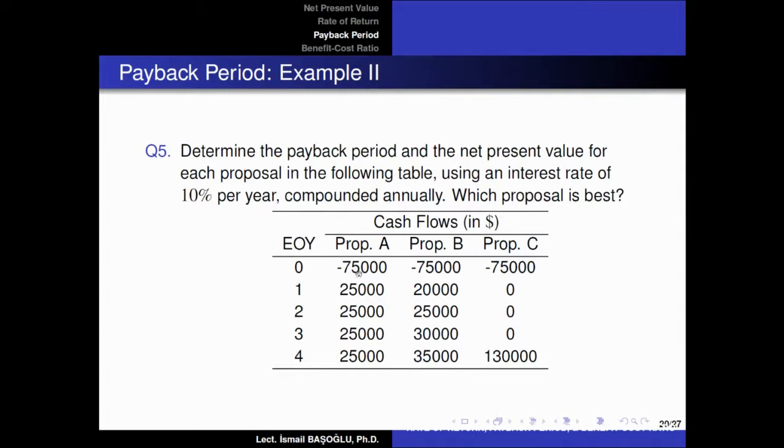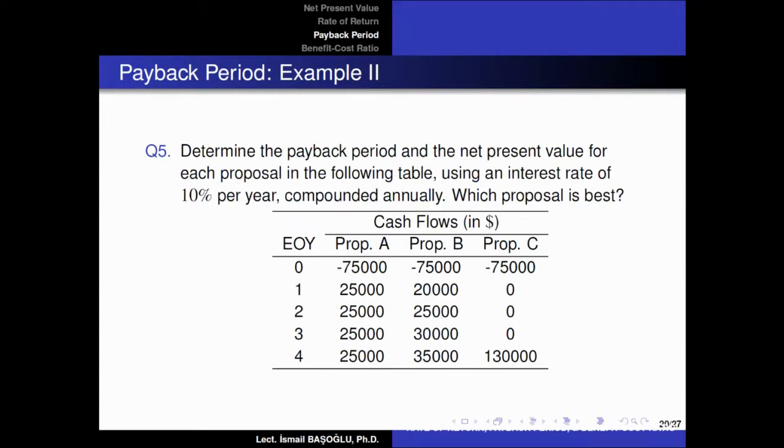In proposal B, again, we are going to pay initially $75,000, but then we will be repaid $20,000 at the end of the first year. At the end of the second, third, and fourth year, we will be paid $25,000, $30,000, and $35,000, which will be in the form of a gradient series, right? So with a base amount of $20,000 and a gradient amount of $5,000, our payments will be increasing linearly.